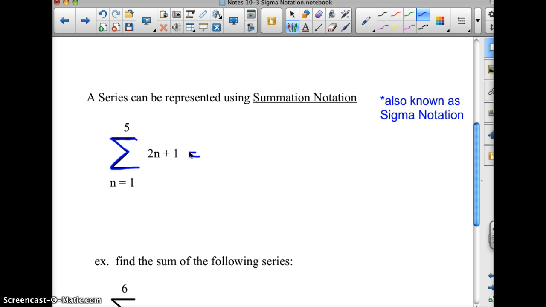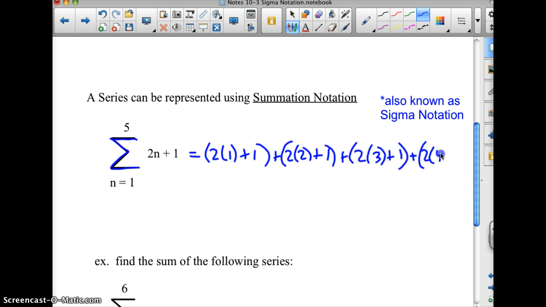What this tells me to do is add the things together from 1 to 5. So instead of n's, I'm going to have 1. And then in the next term, guess what I'm going to have? 2. And then in the next term, what do you think might follow that? 3, sure. And then in the next term, you're going to have a 4. And I've run out of room here a little bit, so I'll just bring this down. 2 times 5 plus 1. Okay, there we go. Then you need to simplify inside the parentheses and then add those terms.